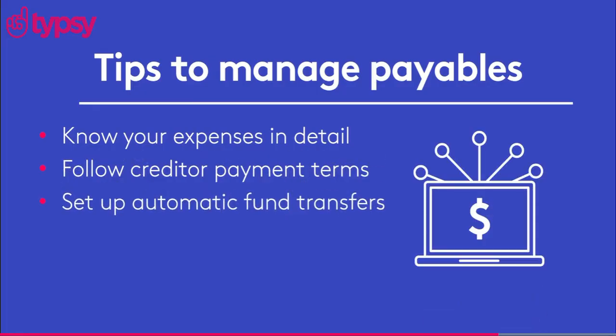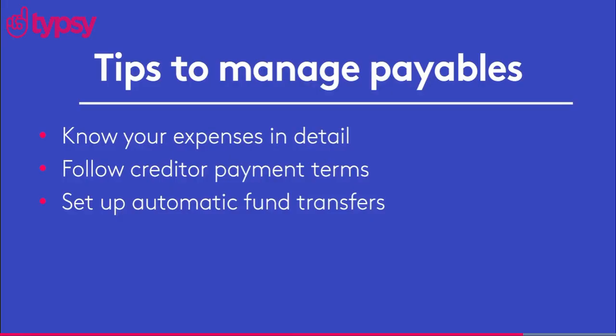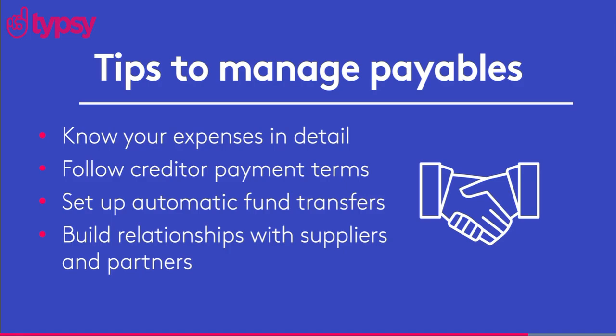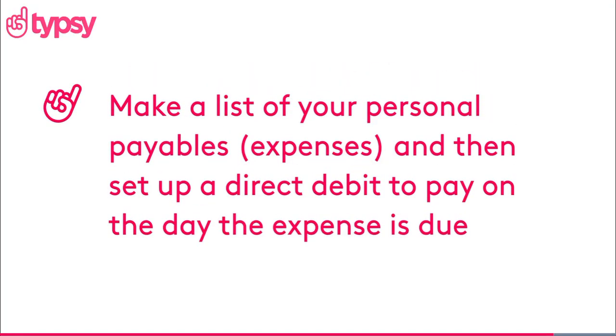Another way is to use electronic fund transfer to make payments on the last day they're due. You will remain in the good books with suppliers while retaining use of your funds for as long as possible. And lastly, build an effective relationship with your suppliers and partners. If you ever need to delay payment, you will need their trust and understanding. Now over to you to adopt an example for you to manage your personal payables. Make a list of all your expenses like utility bills, rent, travel costs, and so on. Then set up direct debit for the day the expense is due.